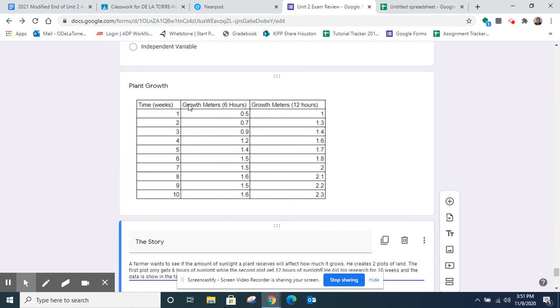We want to make sure that our independent variable is going to be our x-axis. Something is going to be consistent that doesn't change depending. So we are going to put time as our independent variable because look, as time goes, it goes 1, 2, 3, 4, 5, 6, 7, 8, 9, 10. Now, growth in meters cannot be our independent variable. And this is why. 0.5, 0.7, 0.9, 1.2, 1.4, 1.5, 1.5, 1.6, 1.5, 1.6.